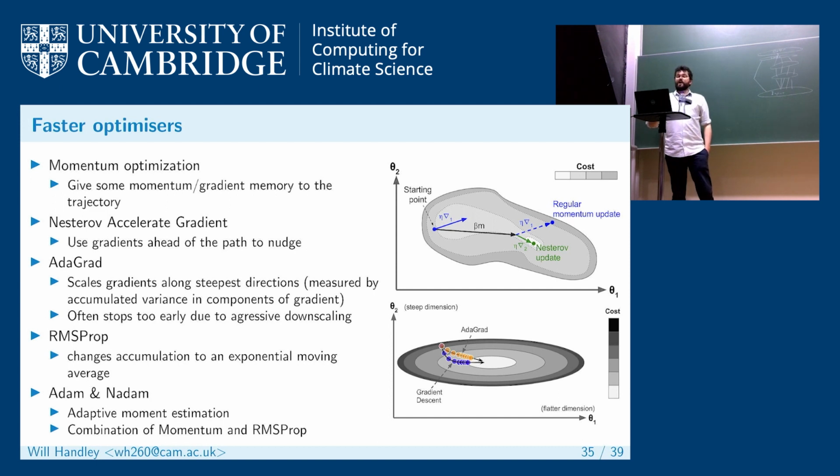And RMSprop changes Adagrad by making that averaging process an exponential moving average rather than just a permanent memory moving average. And Adam, which is adaptive moment estimation, basically combines all of those by combining both RMSprop and momentum, Nesterov stuff. And Nadam is that with Nesterov.